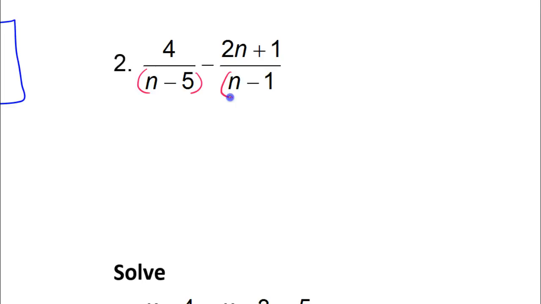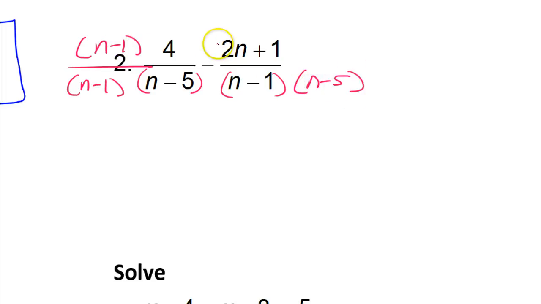But this time there's nothing to factor. There's no GCF or anything. I have these two factors. To make the denominators the same, I'm going to have to give each side what the other one has. So I'm going to have to give this denominator an n minus 1 to match the right-hand side. And I'll have to give this denominator a factor of n minus 5 to match this. And I'll have to put that in the numerator and the denominator.